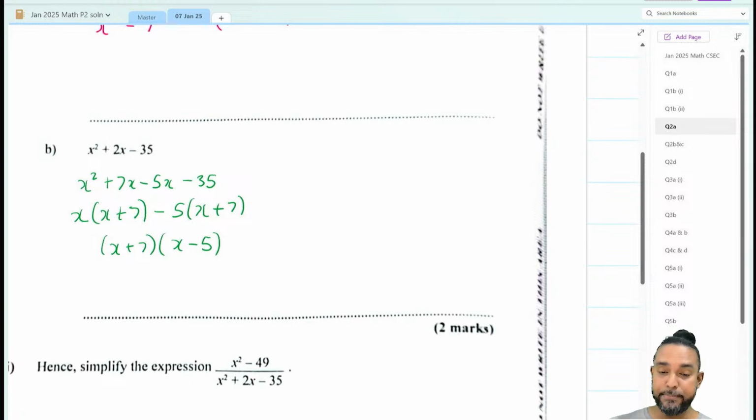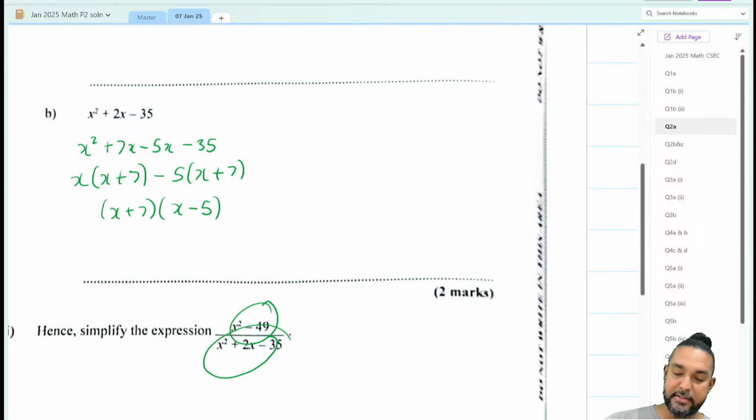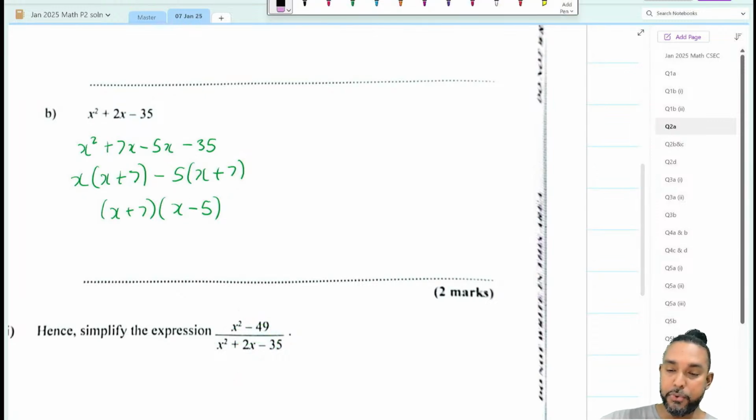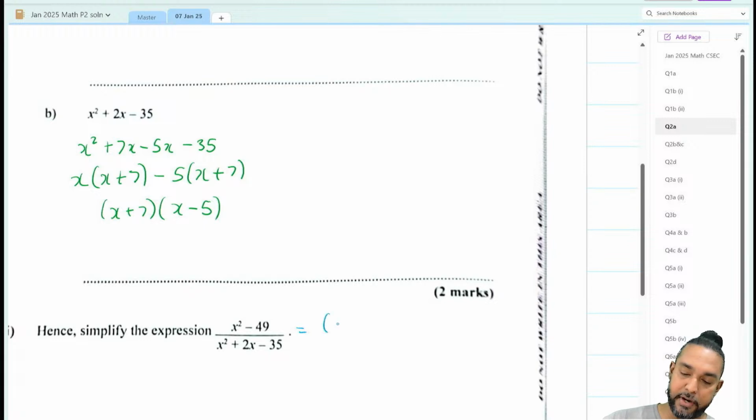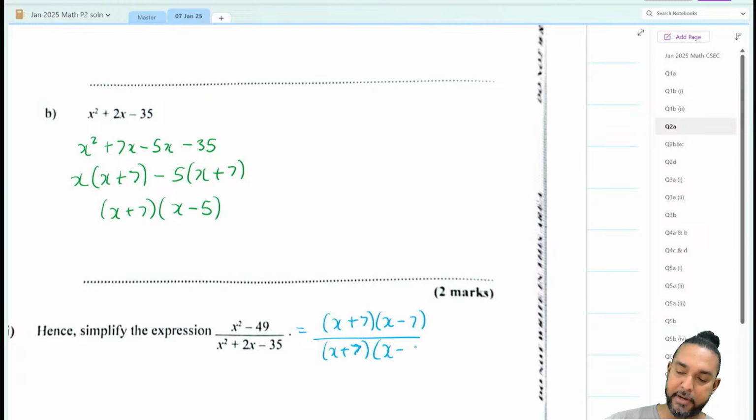And then they ask you, hence, simplify the expression. Now, you'll notice this was the same as the one in the pink, and this is the same as the one in the blue. So you are going to use your answers from above. You have x plus 7 by x minus 7 for the numerator, and x plus 7 by x minus 5 for the denominator. It's a quadratic. Yeah, there you go. Algebra. Nothing wrong with algebra. So you're going to cancel out x plus 7, and your final answer will simply be x minus 7 divided by x minus 5.